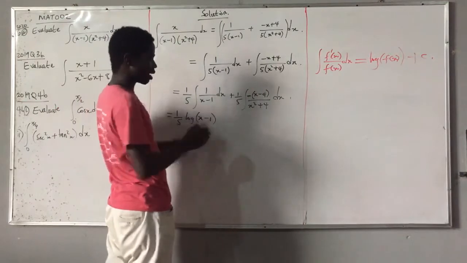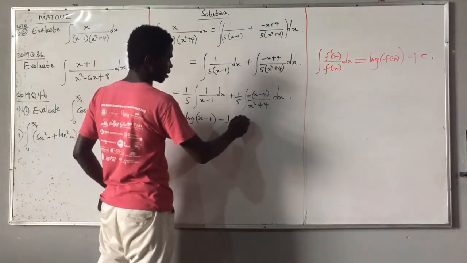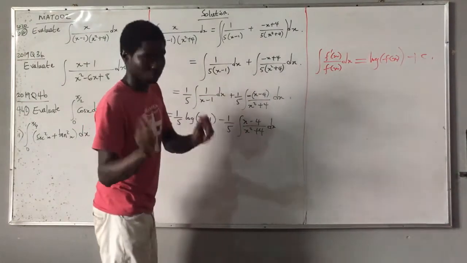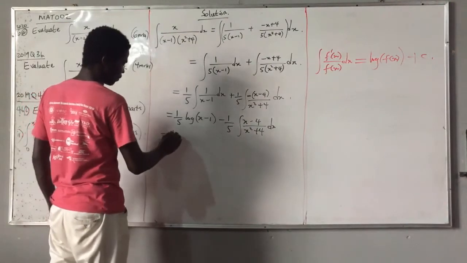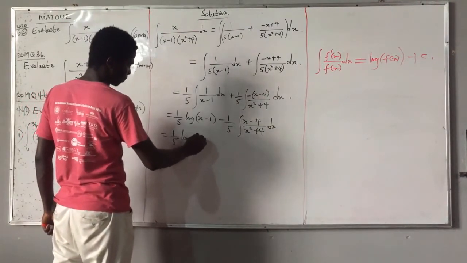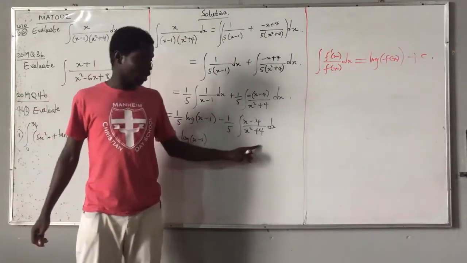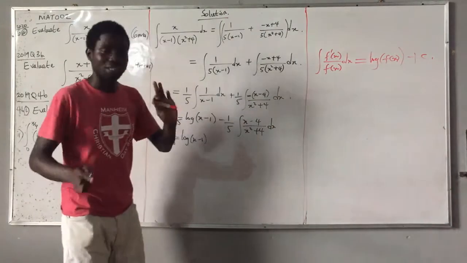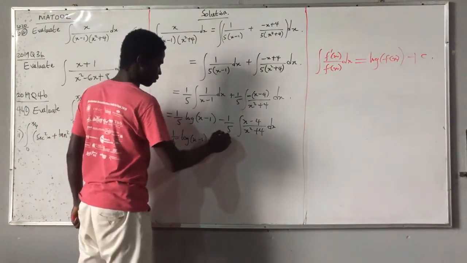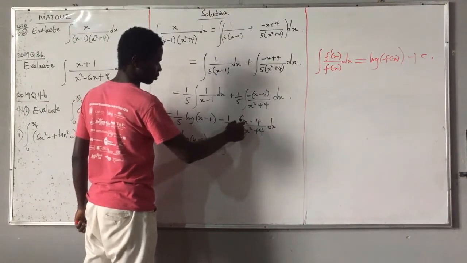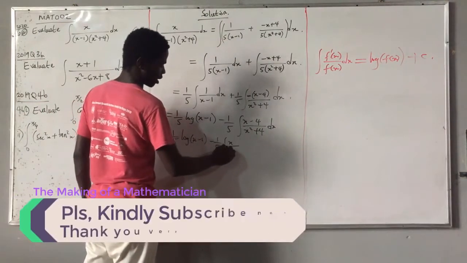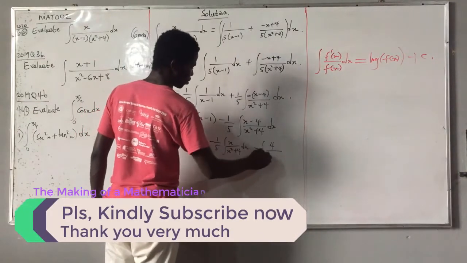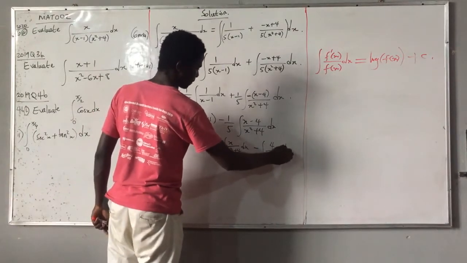Do you understand? Now bring out this minus here, 1 over 5. This is the integral of x minus 4 over x squared plus 4. Look at what I'm going to do to this one. I have 1 over 5 log, the same thing I did here. Differentiate the denominator, I have what? 2x plus 0, which is 2x, but I have x minus 4 in the numerator. Look at what I'm going to do. I will have minus 1 over 5 integral. I will separate this one to be x over x squared plus 4 ds, then minus integral 4 over x squared plus 4 ds.